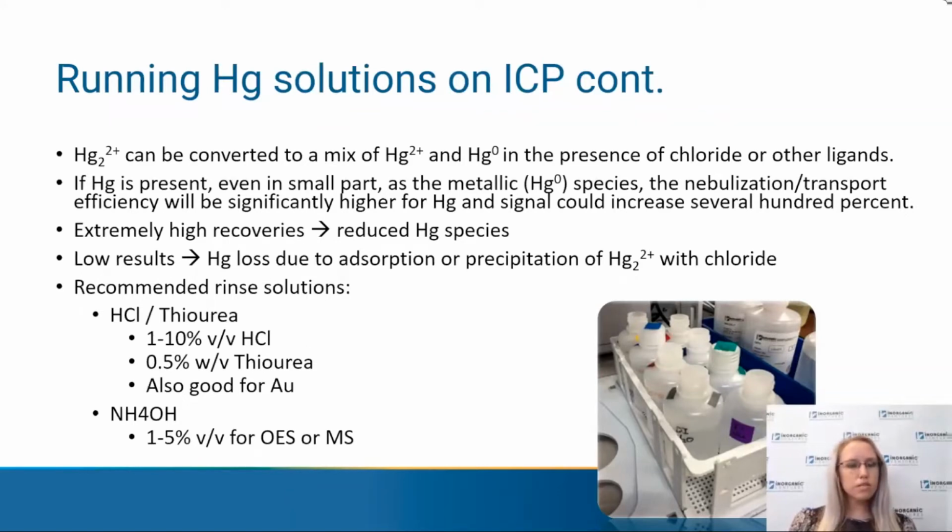So the rinse solution we recommend for mercury is 1 to 10% hydrochloric acid along with 0.5% weight to volume thiourea. This has worked really well for us for getting mercury to purge out of our system, and this also works really well for gold. So if you need a basic rinse, we can also use ammonium hydroxide at 1 to 5%, and that's for both OES and mass spec.